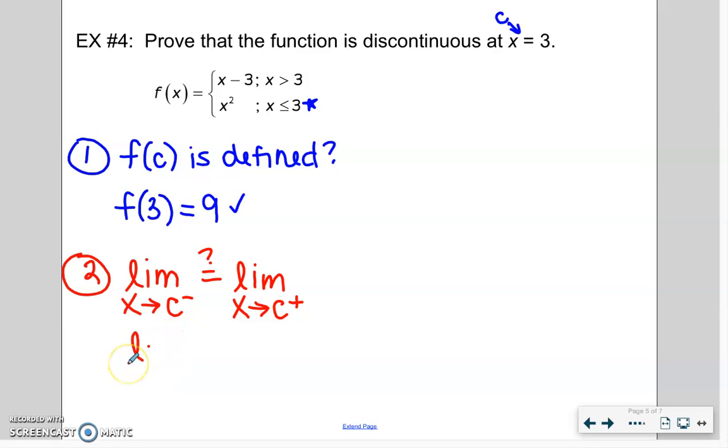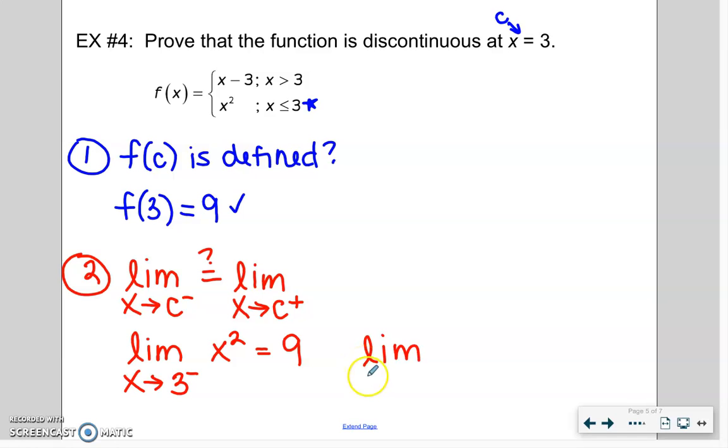So if I'm asking you to find the limit as x approaches c, which is 3, from the left, you're going to go up here and say which one would be approaching 3 from the left. It would be the bottom one, because this is a number smaller than 3. So you would be saying, what is the limit as I approach 3 from the left for x squared? And you're just going to do a plug and chug. So if I plug in 3 into x squared, I get 9.